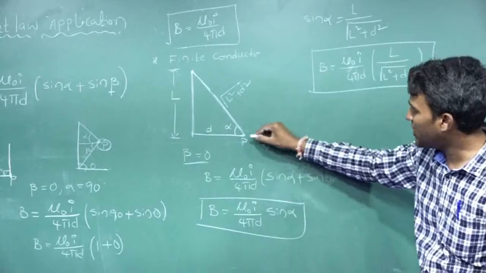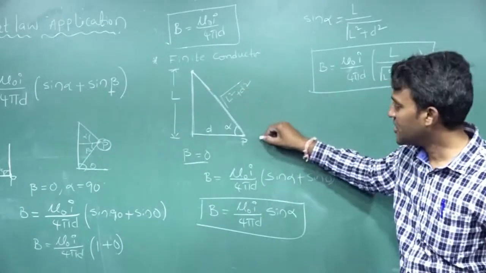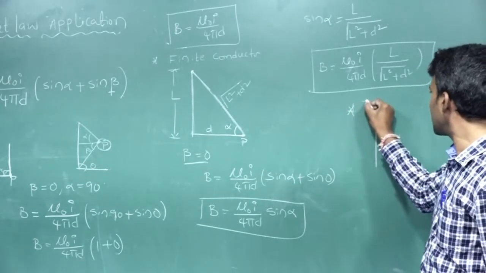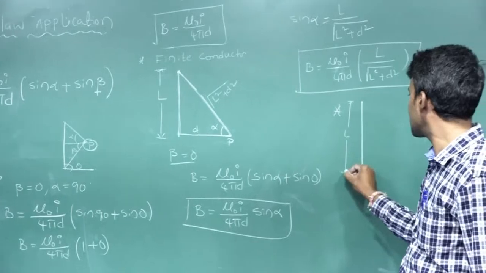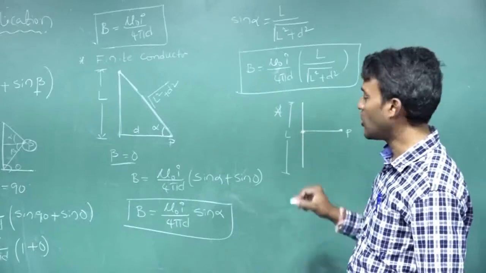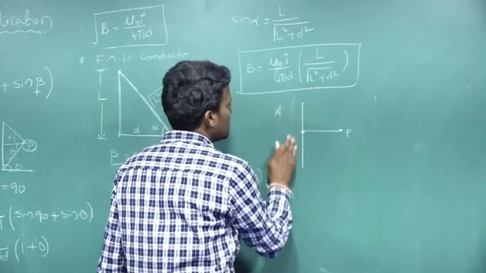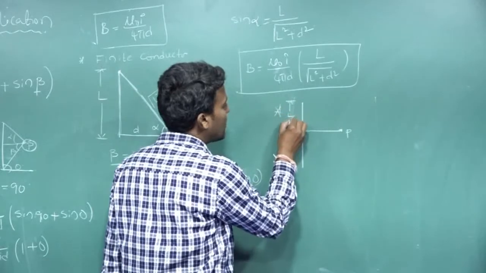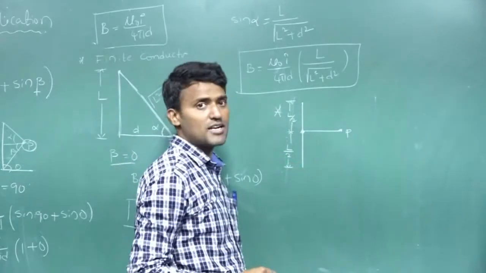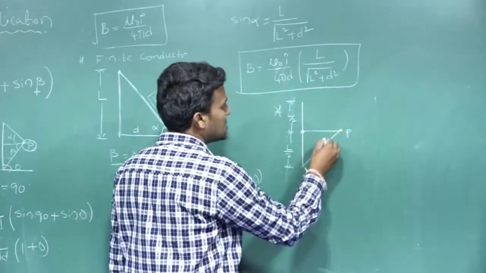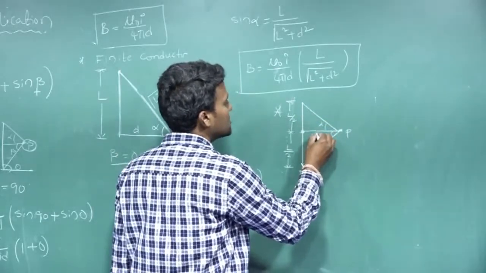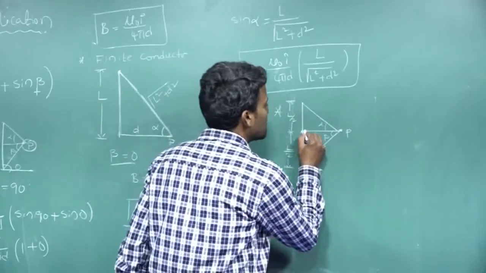Now, if the point P is exactly at the bisector, the length of the conductor is L, but the point P is exactly the midpoint. From here the distance is L by 2, and from here the distance is L by 2. This angle is beta, this angle is alpha, and this distance is d.